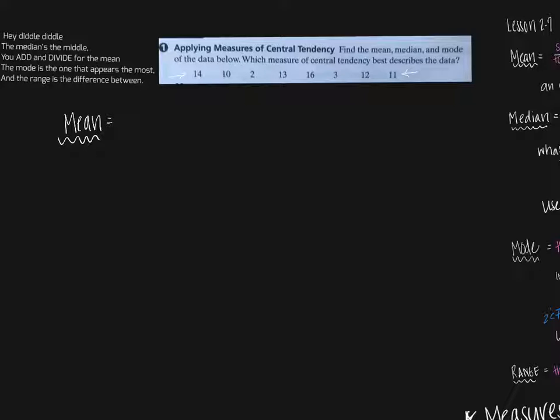I first want to find my mean. Mean is easy because I don't have to rearrange, but I have to remember to do the 2 steps. So remember that for my mean, I have to add and divide. So first I'm going to add 14 plus 10 plus 2 plus 13 plus 16 plus 3 plus 12 plus 11. Phew. Okay. And once I add, then I have to divide.